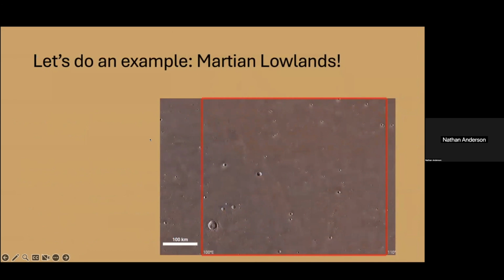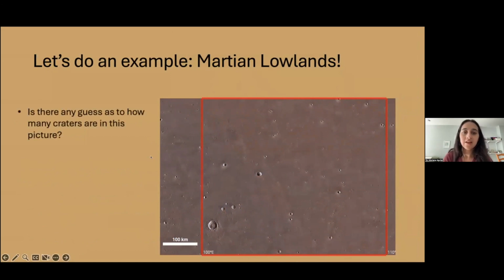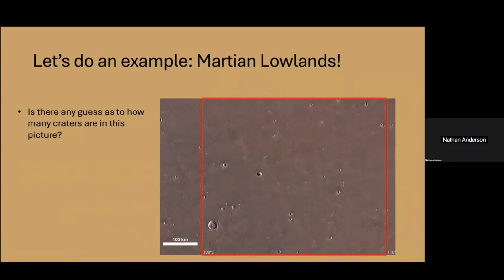So let's do an example of crater counting with the lowlands, or the upper hemisphere. We have this picture here with the red grid lines. Anyone guess how many craters are in this picture? 40. That's a great guess. Anyone else?